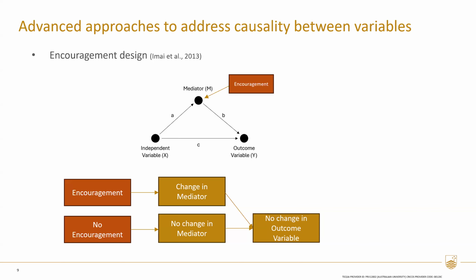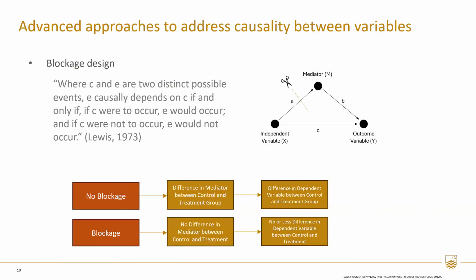And the second design to emphasize the causalities between variables is the blocker design. This blocker design is based on the counterfactual definition of causal dependence. Applying these definitions to mediation relationships, this means that if there is a change in the mediator, then there should be a change in the outcome variables. And if this change in the mediator disappeared, then the change in the outcome variables should disappear.